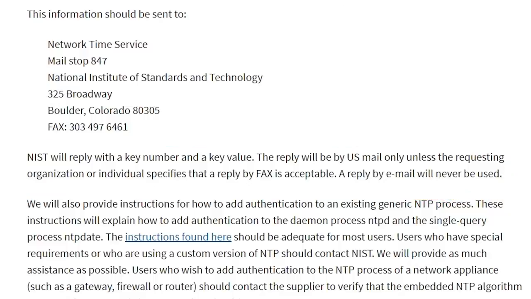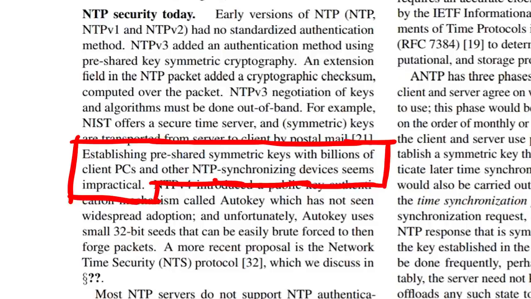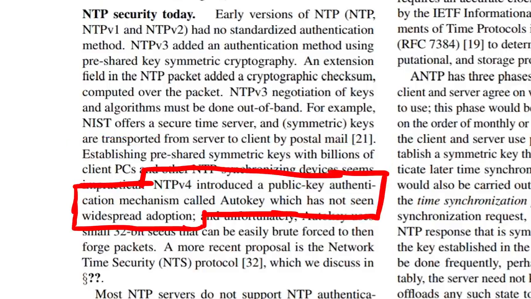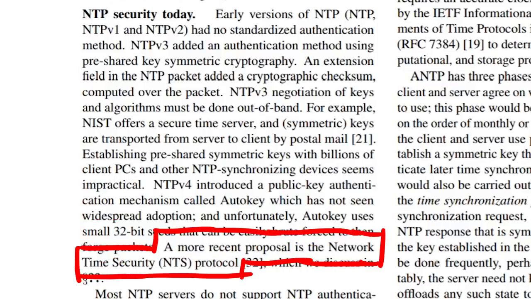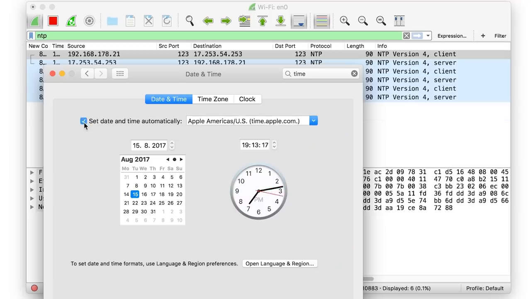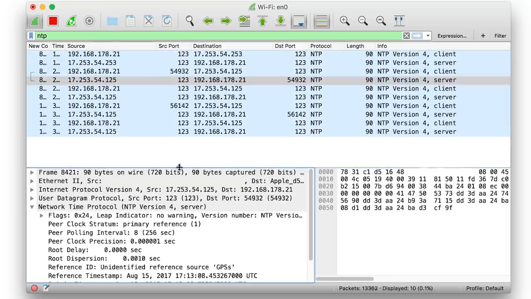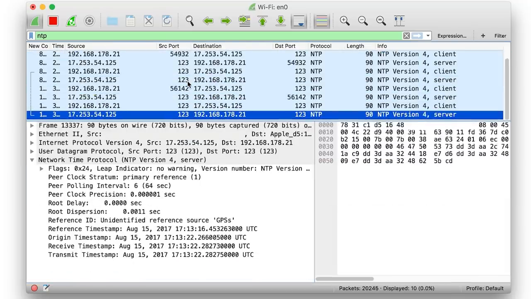That's so interesting. Anyway, establishing a pre-shared symmetric key with billions of clients, PCs and other NTP synchronization devices seems impractical. That's why NTP version 4 introduced a public key authentication mechanism called AutoKey, which has not seen widespread adoption. And unfortunately, AutoKey uses a small 32-bit seed that can be easily brute-forced to forge packets. A more recent proposal is the Network Time Security protocol, NTS. And just as an example, when I look at my NTP packets on my Mac, I see there are no authentication or crypto fields used.